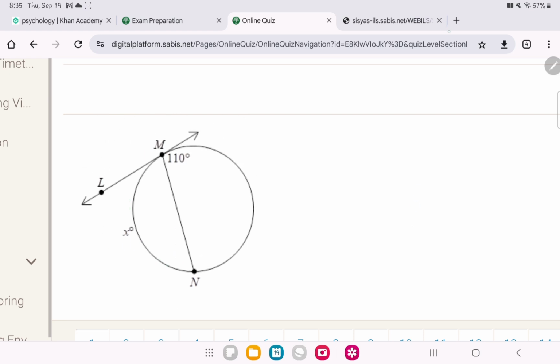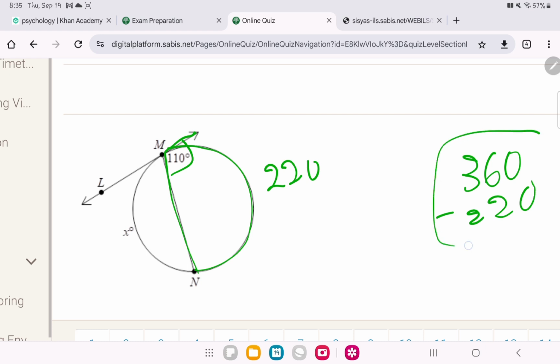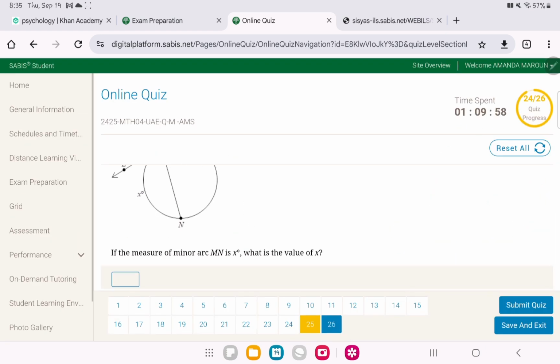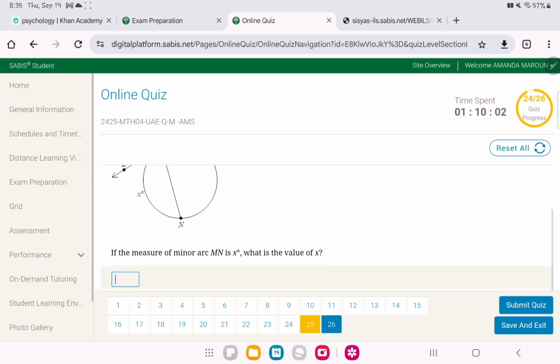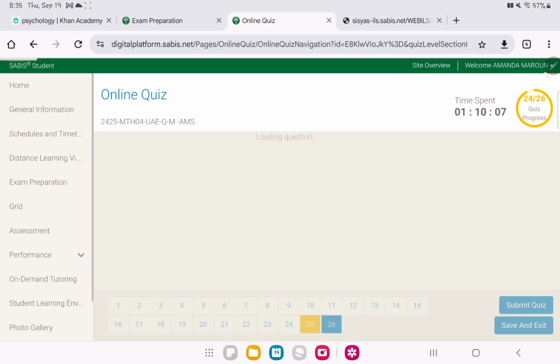So instead of also dividing by 2 and so on, we already found the measure of this arc, which is 140. I will repeat again. We have the measure of this angle. We found this arc, 220. In a circle, it's 360. So 360 minus 220, we get 140. And directly, that's the measure of our arc MN. So it is 140 degrees.